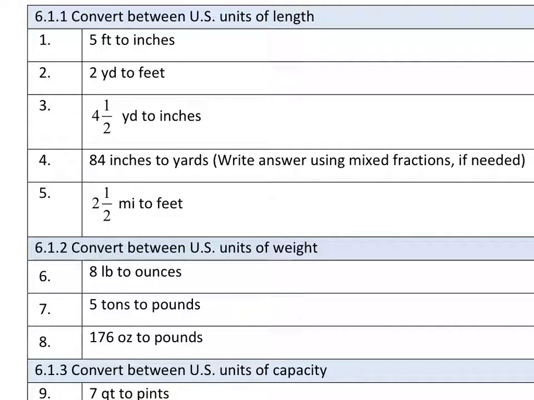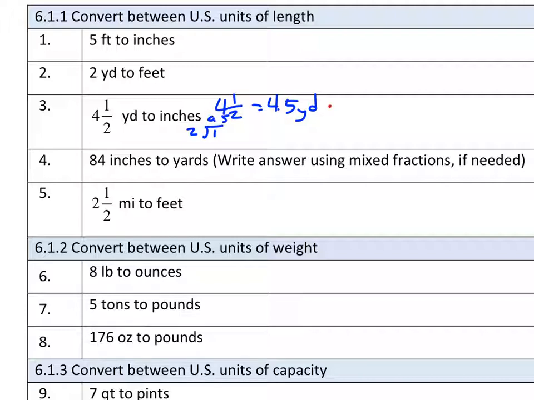Alright, so that gives us 4 1/2 yards to inches. Now we can change that to a decimal. So instead of having it as a mixed number, we can have a decimal on that. 4 1/2 is the same as 4.5. That's just 1 divided by 2 is 0.5. So 4.5 yards.